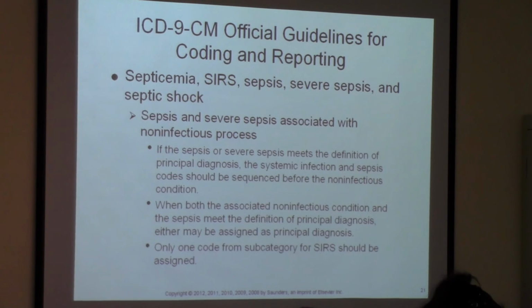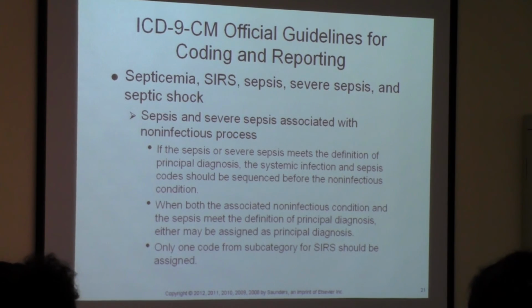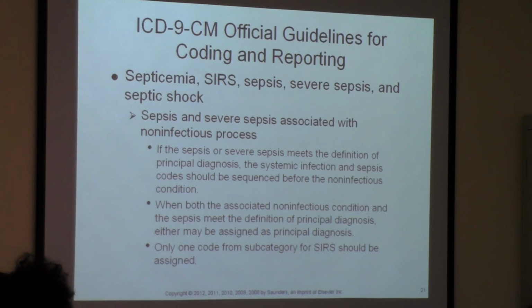Are we on the last slide for sepsis? Yeah. If sepsis or severe sepsis meets the definition of principal diagnosis, the systemic infection and sepsis code should be sequenced before the non-infectious condition. So if it meets the definition, list that first. When both the associated non-infectious condition and the sepsis meet the definition of principal diagnosis, either may be assigned as principal. So depending on the reason you're being admitted, you want to list it first, because you can get sepsis after you're admitted for the non-infectious process.